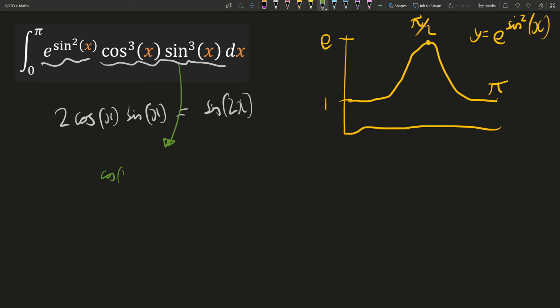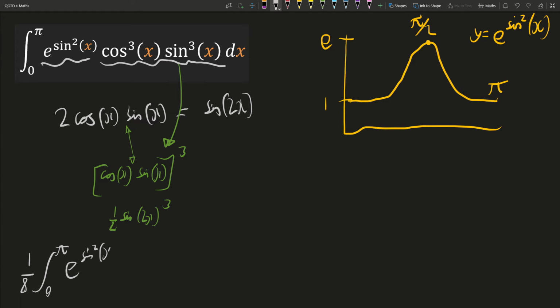Well, this is just cos x sine x cubed. And using the substitution here, we can get half sine 2x cubed. And making sure to cube the constant, we get 1 over 8, 0 to pi, times e to the sine squared x sine 2x. So we only have one function to deal with now. Wait a minute, what does sine 2x actually look like?